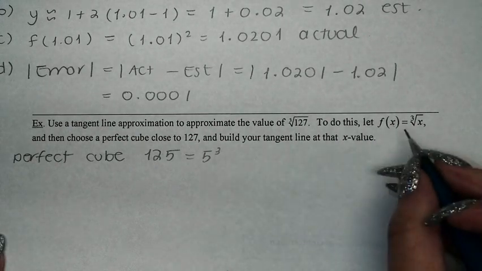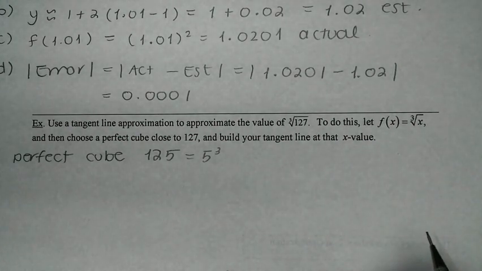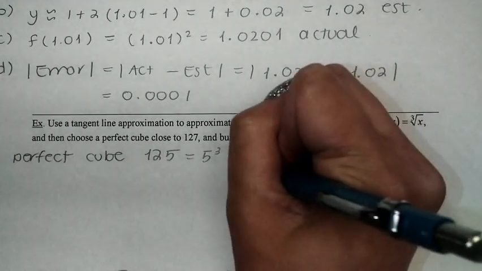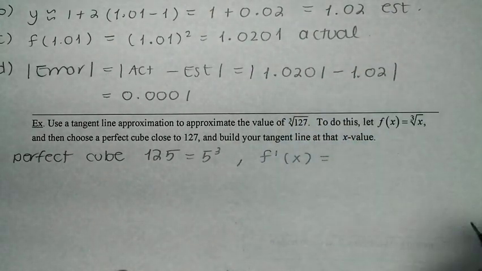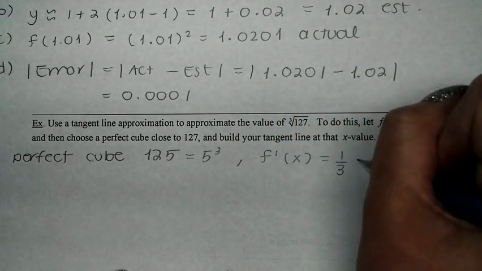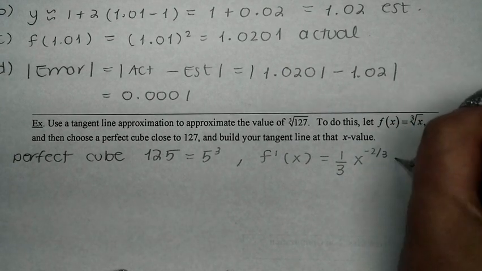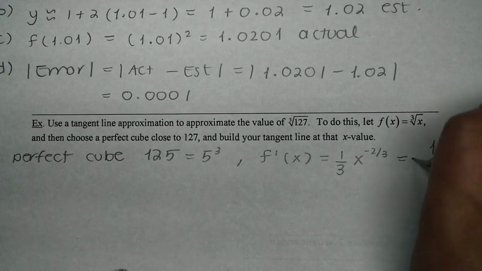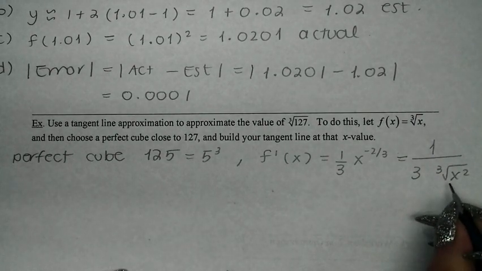Also, I'm seeing my f of x over here, so for building my tangent line, I need the slope. I know that the derivative of my f is going to be 1/3 x to the power of negative 2/3, meaning this is equal to 1 divided by 3 times the cube root of x squared. So that's going to be your derivative.